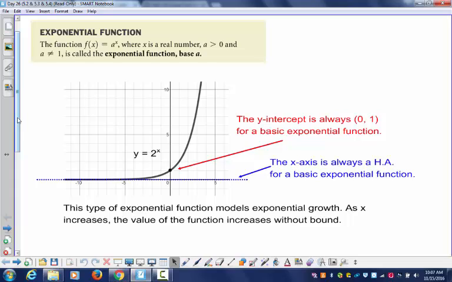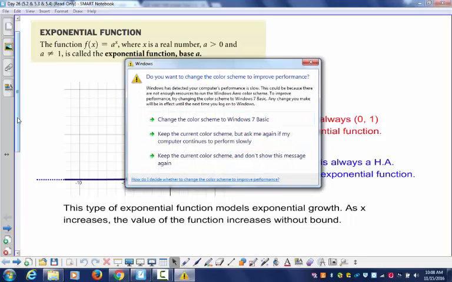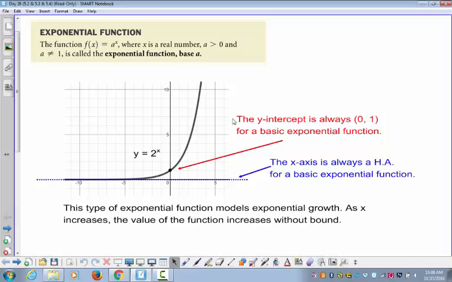So a basic exponential function will always pass through 0, 1, and will always have the x-axis as a horizontal asymptote. For every basic exponential, by basic exponential we mean a constant raised to x. Constant raised to x, that's a basic exponential. All right. And so the base has to be greater than 0.